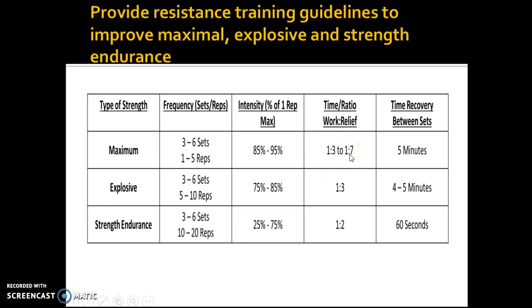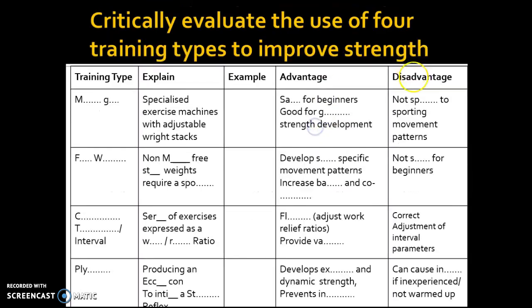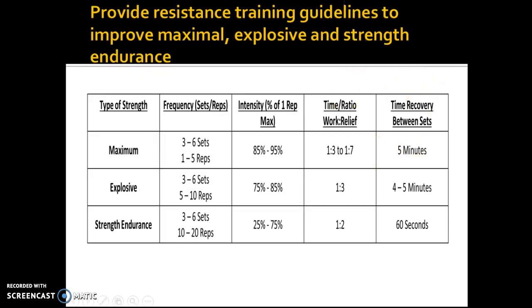and that's because if you don't have those kind of work relief ratios between reps, you're not going to have the time to restore or resynthesize your PC stores, because when they break down to do those muscle contractions, you then need a rest period to be able to get them back again. Otherwise, you're going to be working on strength endurance. So time between sets, after you've done a set, you're looking at 5 minutes. Okay, so that's a big time, making sure those PC stores are fully restored.